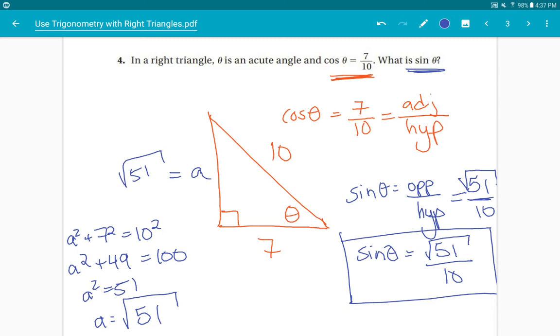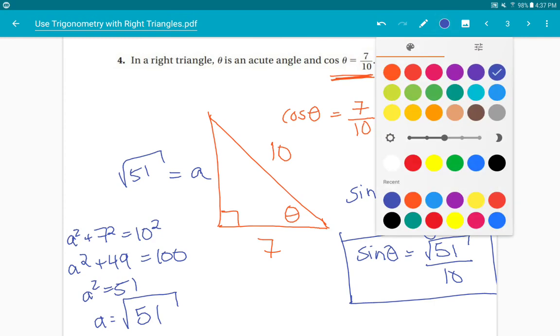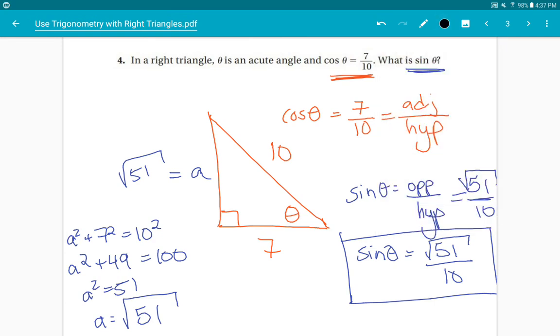Now what I wanted to show you here is what happens if we pick the top angle as theta, right? So let's say that this is my theta. Well, that would just mean that the adjacent would be 7, the hypotenuse would be 10, and you still need to use Pythagorean theorem, and you're still going to get radical 51. So nothing changes, okay? It's still the same thing.